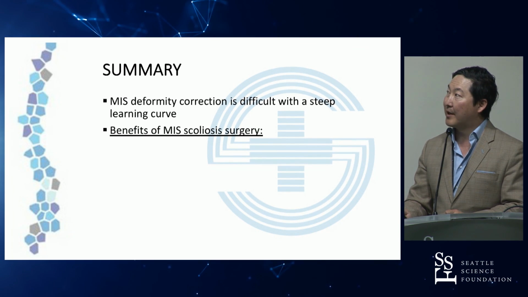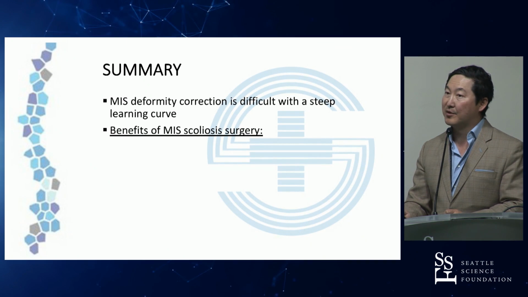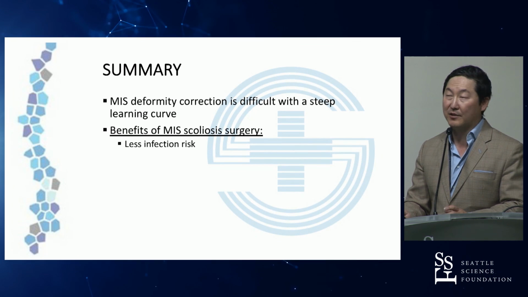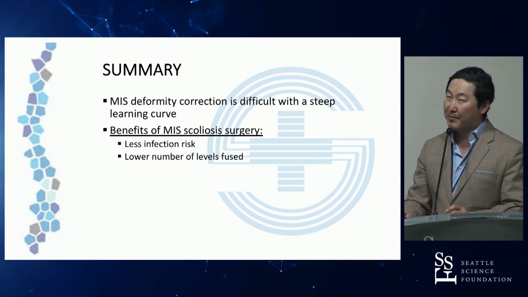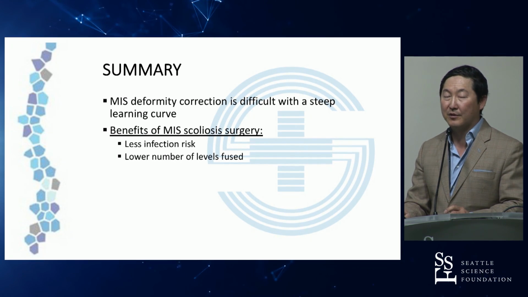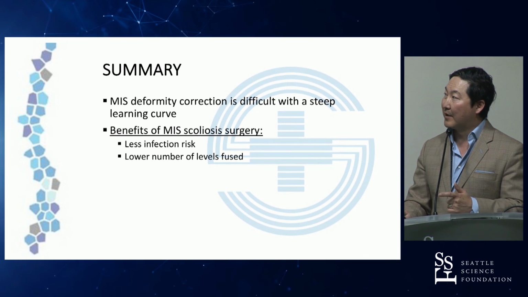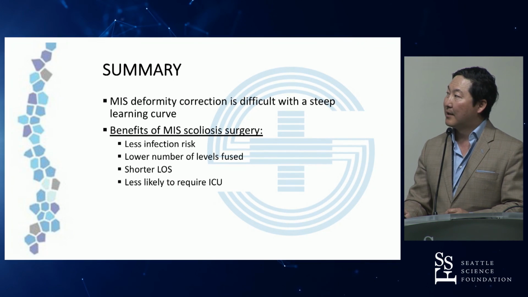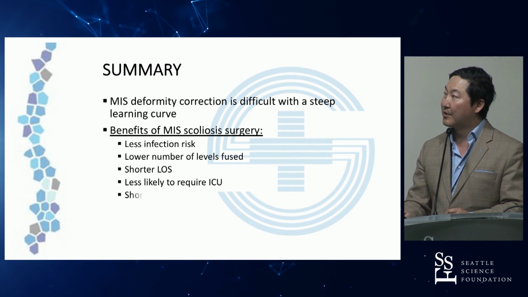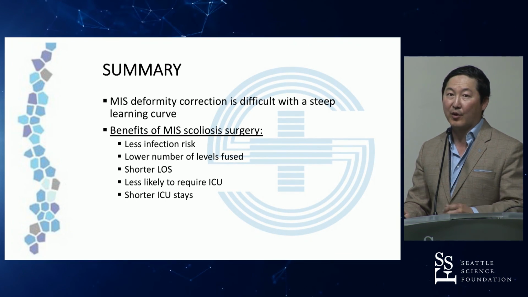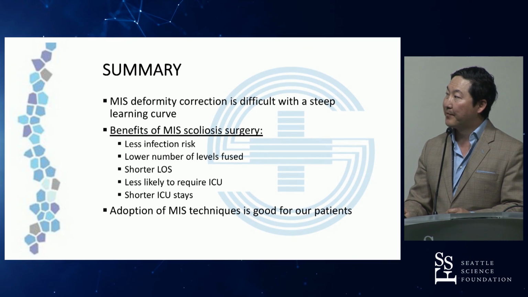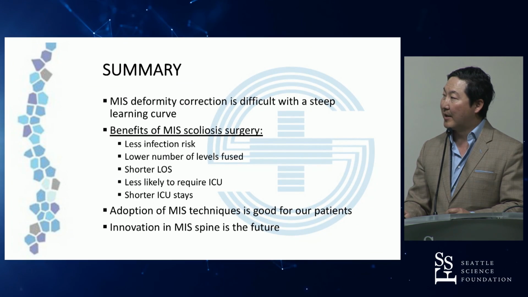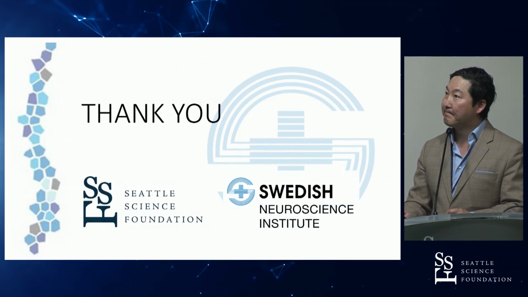So in summary, MIS deformity correction is difficult and it's got a very steep learning curve. There's no question about that. But some of the benefits of MIS scoliosis surgery are really being validated in the literature today. There's definitely less infection risk, no question about that. Typically fewer levels of fusion are required using MIS techniques, shorter length of stay, less likely to require ICU stay, and even if you do require ICU stays, they typically tend to be shorter. So adoption of MIS techniques is really good for our patients, and innovation in MIS spine, I believe, is the future. Thank you very much.